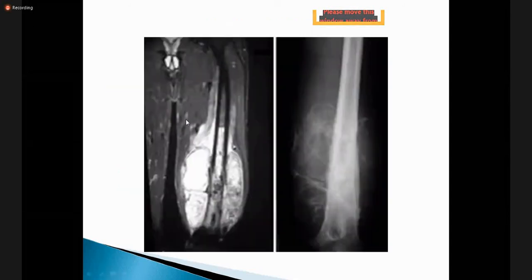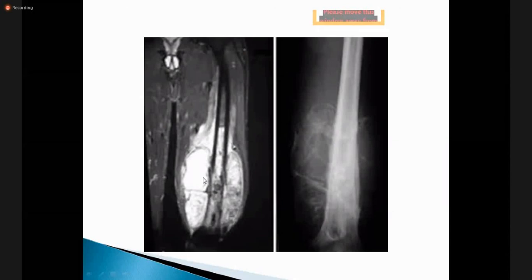This is the MRI of the femur, and this is the X-ray. The X-ray shows an ill-defined osteolytic lesion with an osteoid matrix, and there is a huge sunburst type of periosteal reaction. So this is an aggressive lesion, but on the X-ray we can only assess the soft tissue, and which muscles are involved we cannot assess on these images.